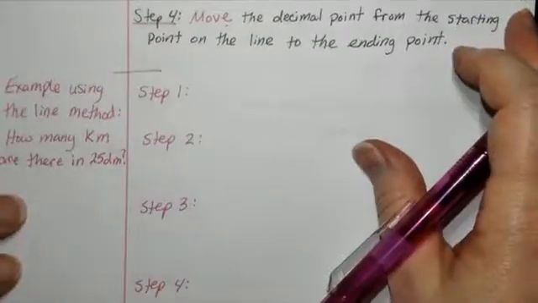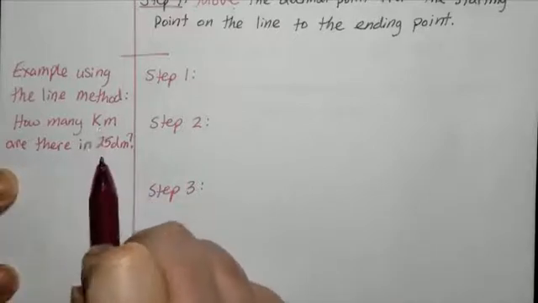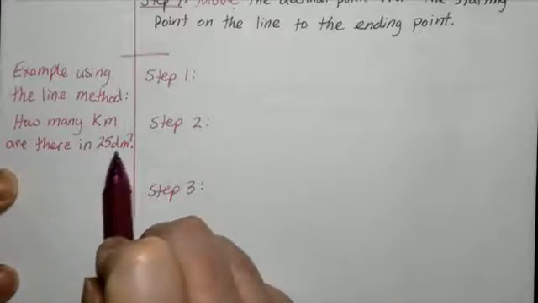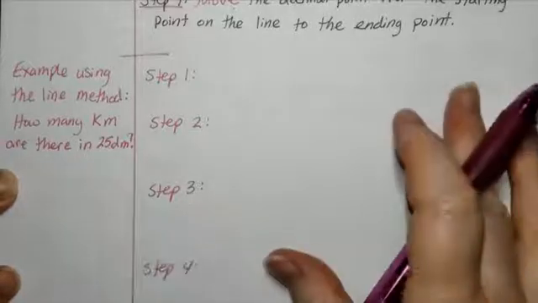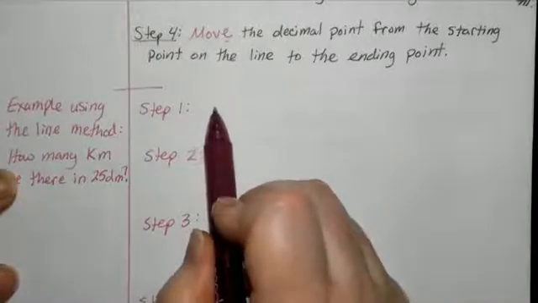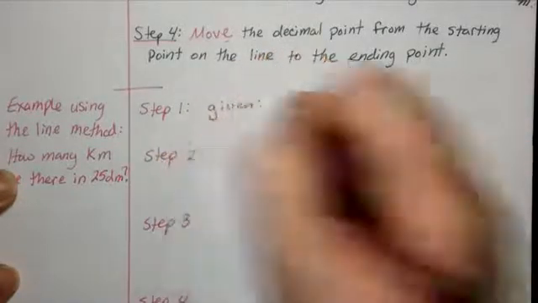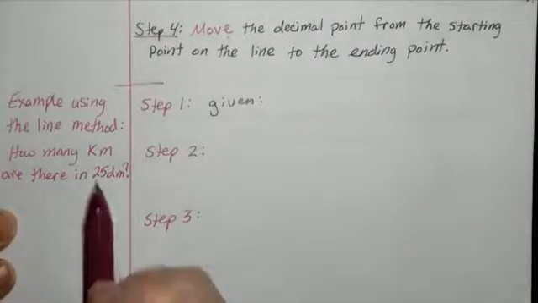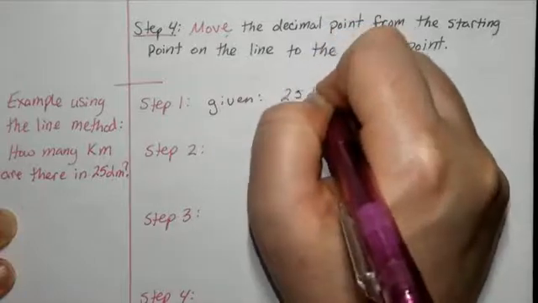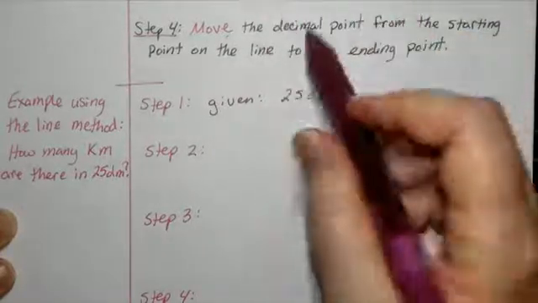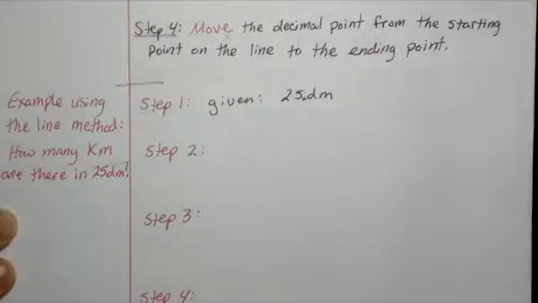So if I want to use the line method to find out how many kilometers there are in 25 decimeters. This is a lowercase d all by itself, so that means it is decimeters. So step 1 is to identify the given measurement. My given measurement is what? Right here, 25 dm. And if there's no decimal point, go ahead and put one on the end. So I'm going to put a 25 point.